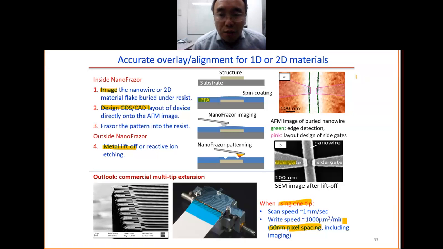So the natural solution is to do the multi-tip extension. You have this way. We have many tips. You can have higher throughput.